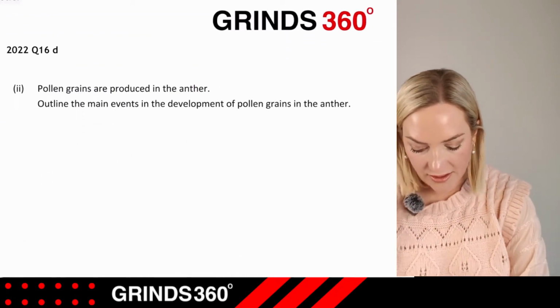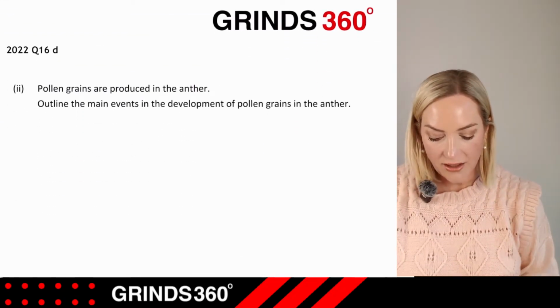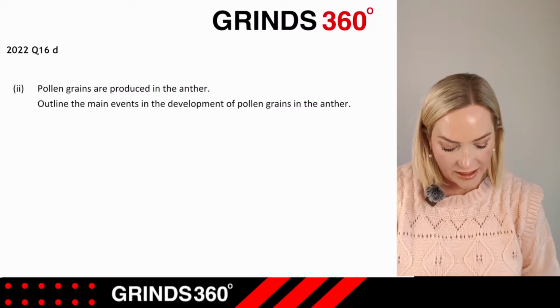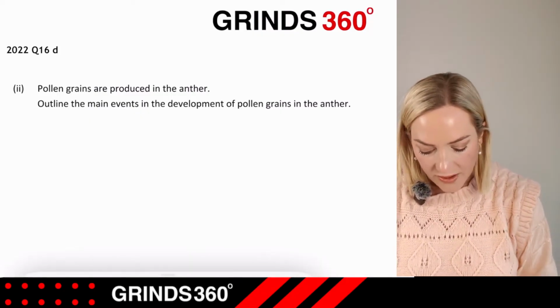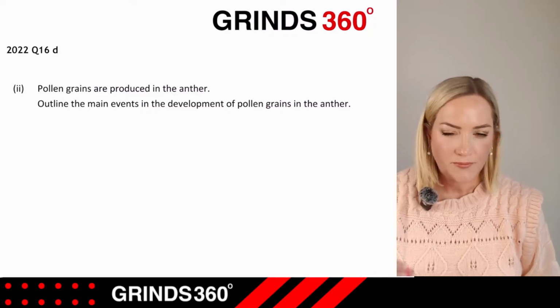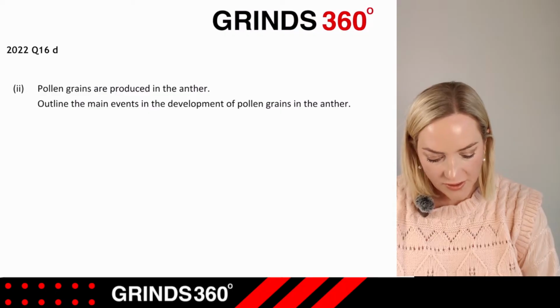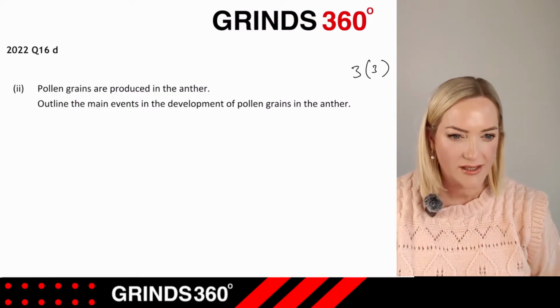The pollen grains are produced in the anther. Outline the main events in the development of pollen grains within the anther. Usually with male gamete formation, it's 9 marks for a question of this. The magic number in biology is 3, so that's 3 3s.